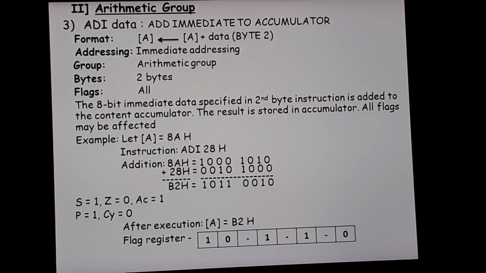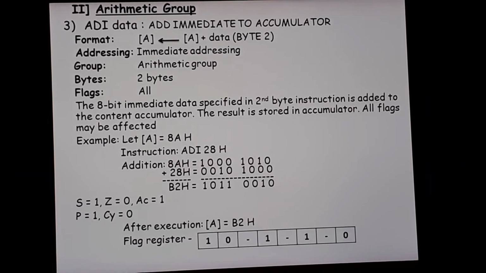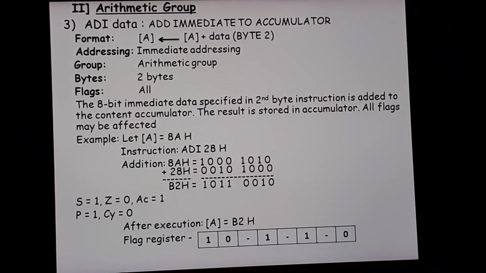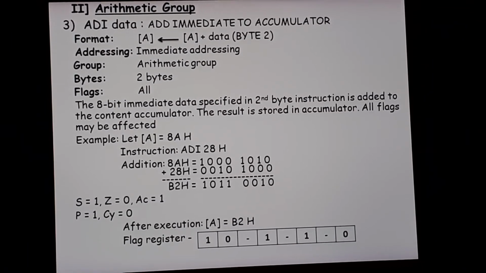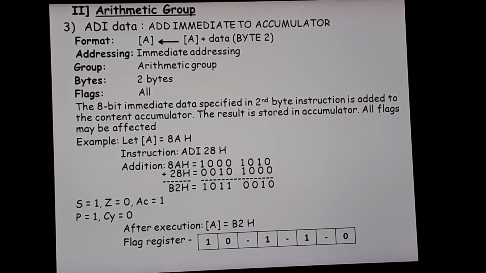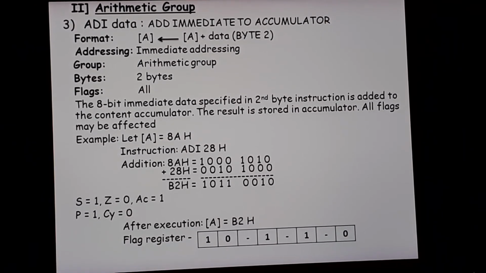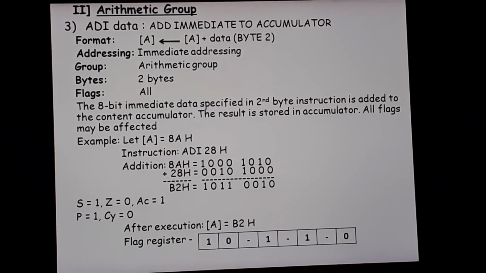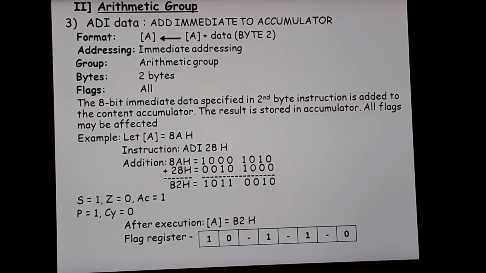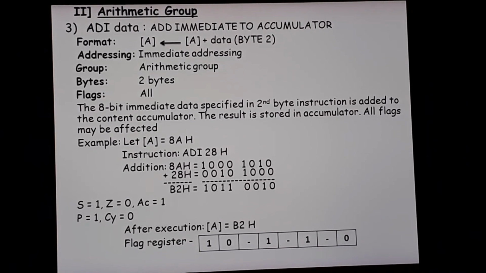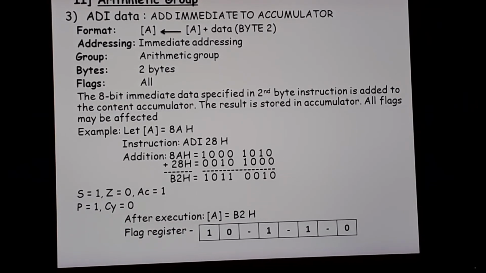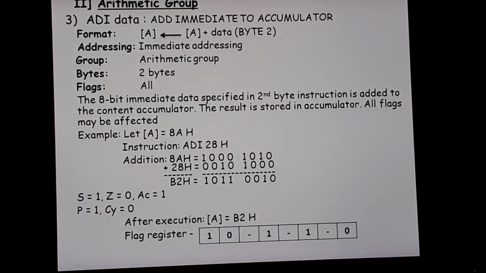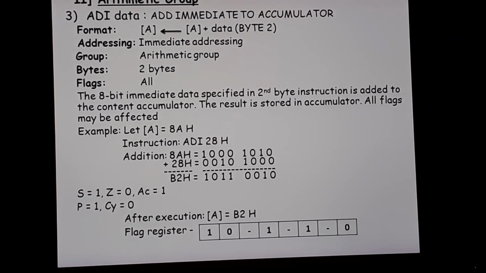So how will you explain? In this instruction, the 8-bit immediate data specified in the second byte of the instruction is added to the content of the accumulator and the result is stored in the accumulator. All the flags may be affected. Or you can change the sentence to: the accumulator content is added to the 8-bit data content and the result of the addition is always stored in the accumulator, and all flags may get affected.